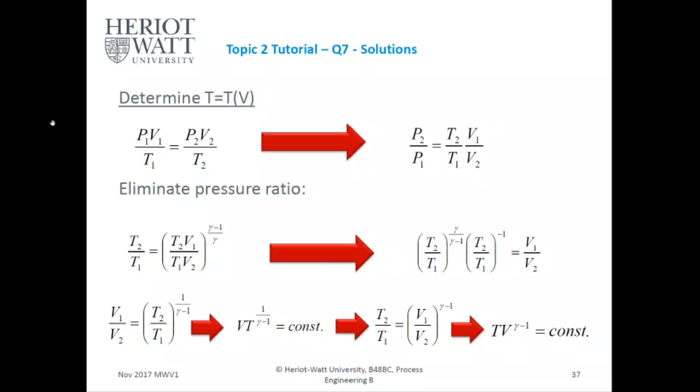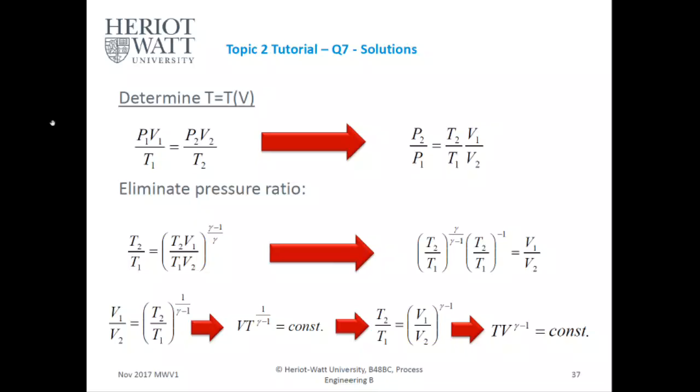So continue. To determine T with respect to volume, P1 V1 over T1 equals P2 V2 over T2. That goes on to become P2 over P1 equals T2 V1 over T1 V2. Now, if you eliminate the pressure ratio, you get T2 over T1 equals T2 V1 over T1 V2 to the power gamma minus 1 over gamma. And T2 over T1 to the power negative 1, to swap over, equals V1 over V2. And V1 over V2 equals T2 over T1 to the power 1 over gamma minus 1. You've seen that before. And T V to the power 1 over gamma minus 1 equals a constant. And T2 over T1 equals V1 over V2 to the power gamma minus 1, which goes on to become T V to the power gamma minus 1 equals a constant.